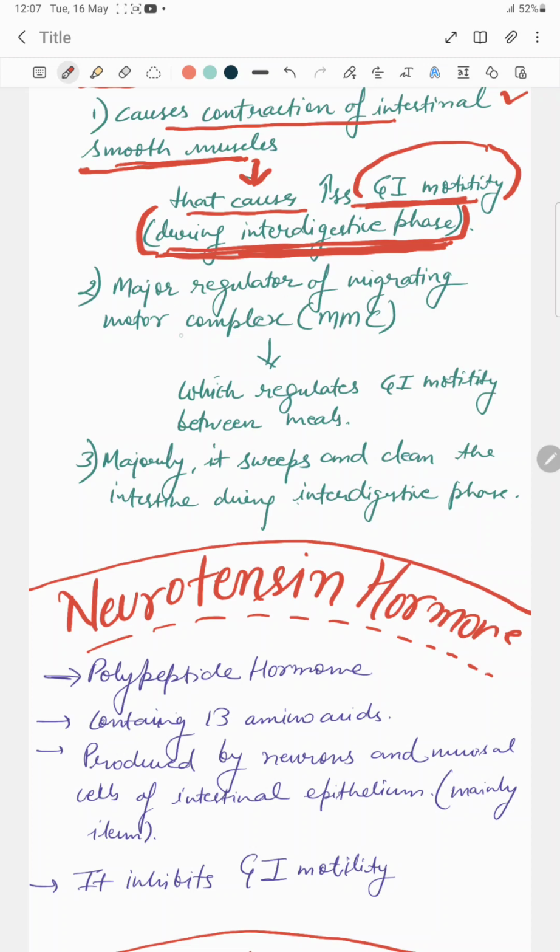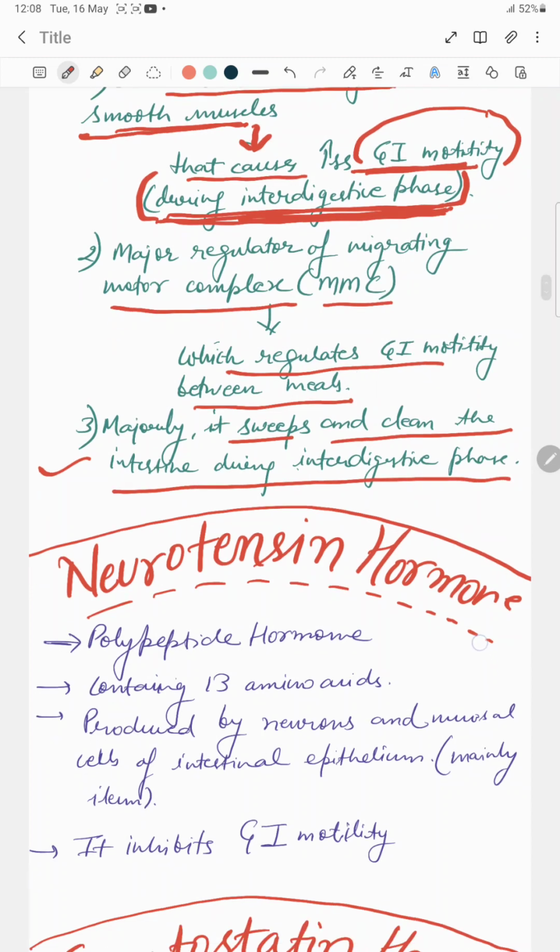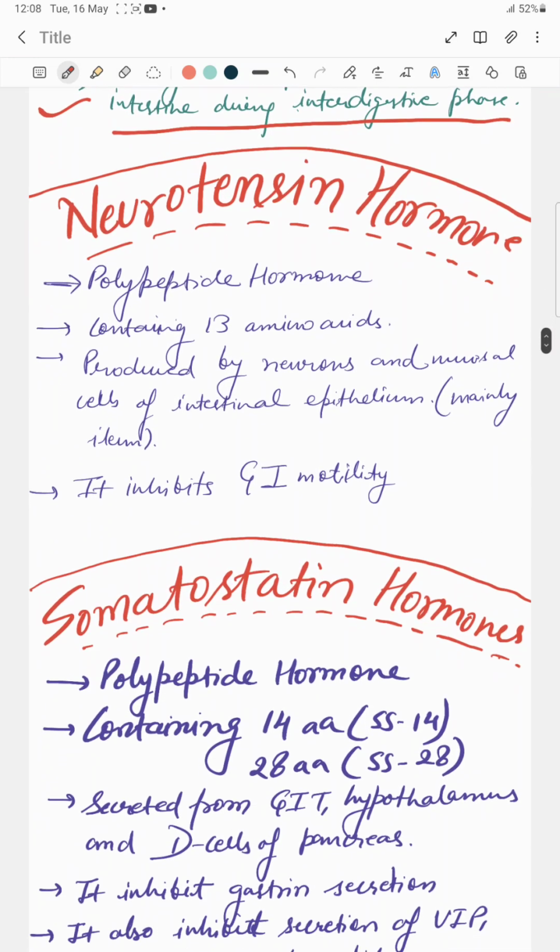Next, the major regulation is the migrating motor complex, which regulates the GI motility between the meals. Its function is to sweep and clean the intestine during the interdigestive phase, and then welcome to the new phase of digestion. The next hormone is neurotensin.